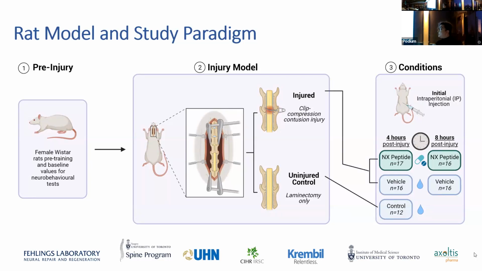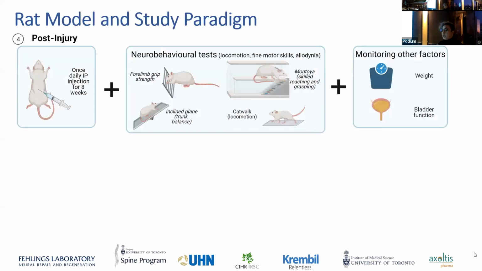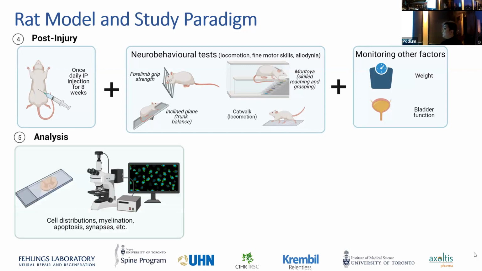clip compression contusion injury using a modified aneurysm clip at the C6, C7 level of the spine. That is to mimic compression contusion injuries that occur in cervical level traumatic spinal cord injuries. Then we administer this either starting 4 hours or 8 hours post-injury, corresponding to about 12 hours and 24 hours in humans. Following that initial injection, we have daily administration of the peptide, followed by forelimb and hindlimb locomotor measures, as well as other factors that might be important clinically, such as weight gain and bladder function. And then we analyze those results.